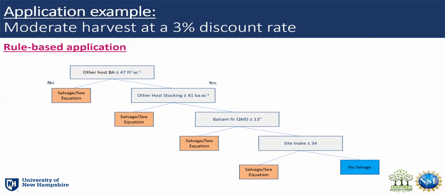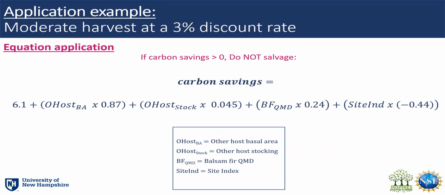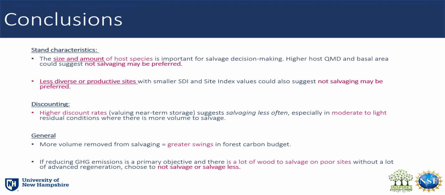So here's the example of the rule-based application under a moderate harvest, so a moderate amount of wood that needs to be salvaged, at a 3% discount rate. If you check yes to each of these stand conditions, then not salvaging is recommended. If you check no to any of these, then you can double check your values in the equation before deciding to salvage. So here's the equation that's put out by the lasso models, where again, if you check no through the quick checklist, you can double check your values here. If the value is greater than 0, then not salvaging is recommended. If it's less than 0, then salvaging is recommended.